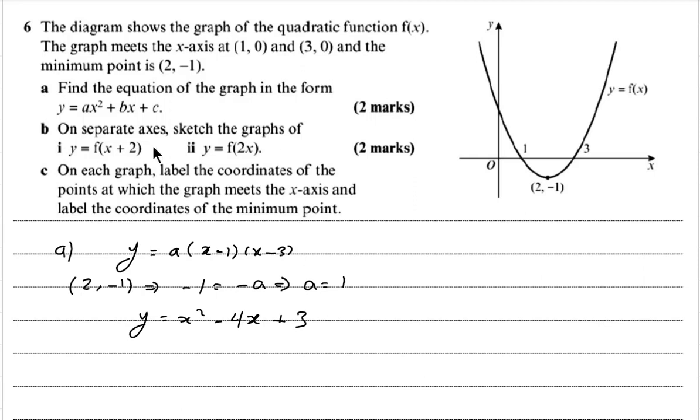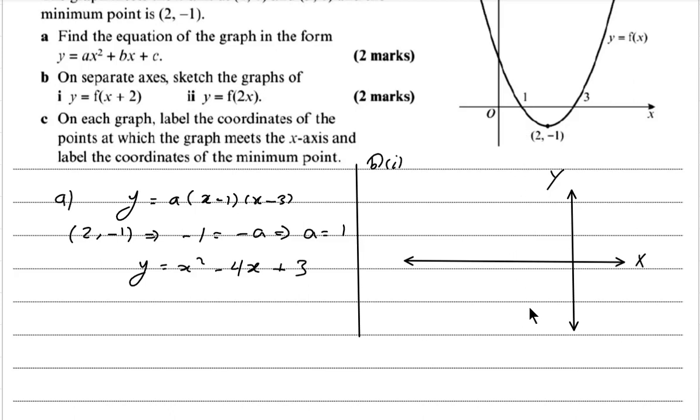B. On separate axes, sketch the graphs of y equals f of x plus 2. It's a horizontal translation of 2 units to the left. And y equals f of 2x, which means that we have a horizontal stretch, and we will multiply each x coordinate by half. For the minimum point, 2 and negative 1, 2 minus 2, it will be 0. So this is the point here. And for the point 3 and 0, it should be 1 and 0. And for the point 1 and 0, it should be negative 1 and 0. So the curve should be like this. This is 1, this is negative 1, and this is negative 1.